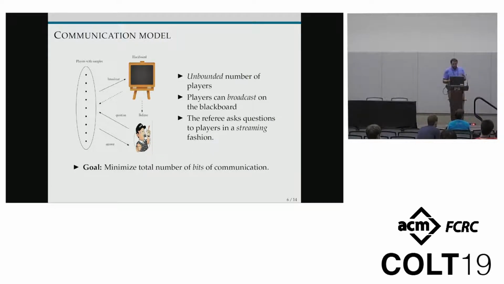So how can they communicate? One way is that the machines can send messages to a blackboard, which is somewhere where these messages will appear and everyone has access to them, both the players and the referee. There's also a referee which asks certain questions to the players and receives answers. Our goal in the end is to answer our question with as few bits of communication as possible.